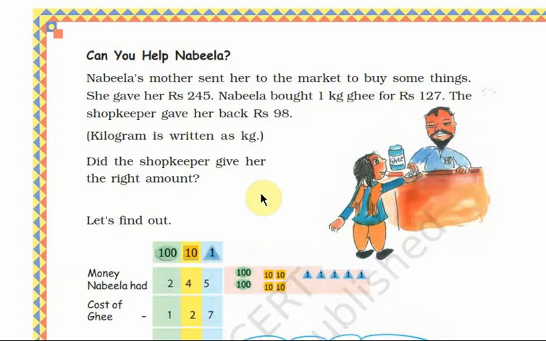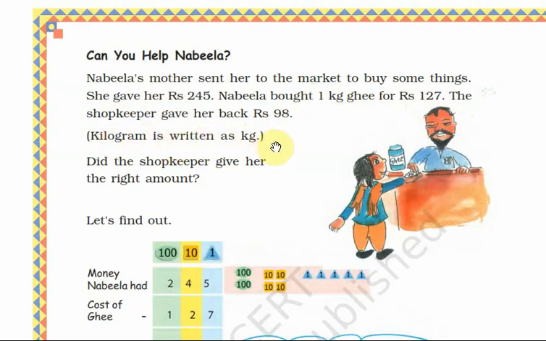All of you please take out your textbook and pencil. Take page number 78. Can you help Nabila? Nabila's mother sent her to the market to buy some things. She gave her rupees 245. Nabila bought 1 kilogram ghee for rupees 127. The shopkeeper gave her back rupees 98.